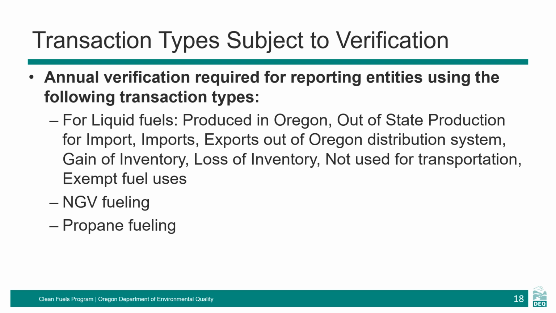As we move forward, let's discuss the transaction types that are subject to verification under the Clean Fuels program. For liquid fuels, the transaction types that are subject to verification are produced in Oregon, out-of-state production for import, the four import transaction types, exports out of Oregon distribution system, gain of inventory, loss of inventory, not used for transportation, and exempt fuel uses. Please note that NGV fueling and propane fueling transaction types are also subject to verification. Entities must ensure all data for these transactions are accurately reported and documented to avoid any enforcement actions.